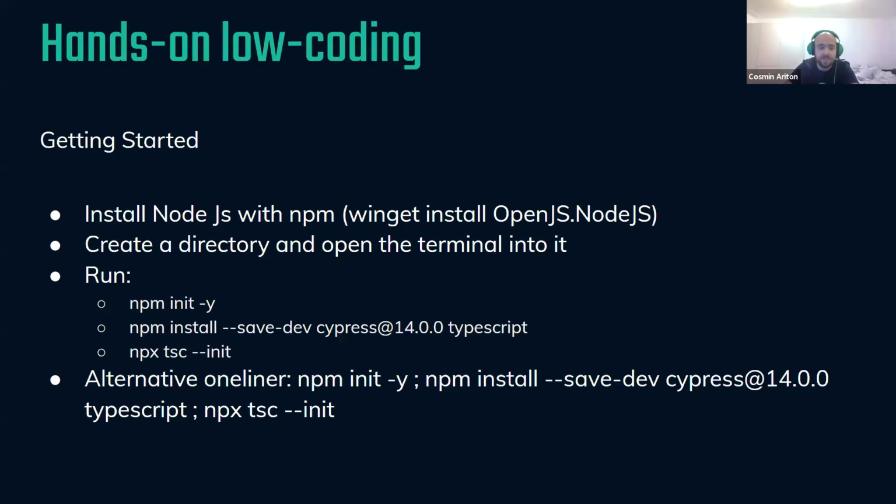The main way of creating a Cypress project is by creating the directory. Its name will be the project's name, and running the following command or the alternative one-liner. npm init initializes a Node.js environment. npm install --save-dev cypress 14.0.0 and TypeScript installs Cypress for this specific version that we are using, and TypeScript.